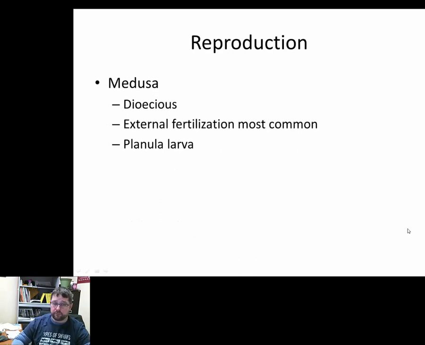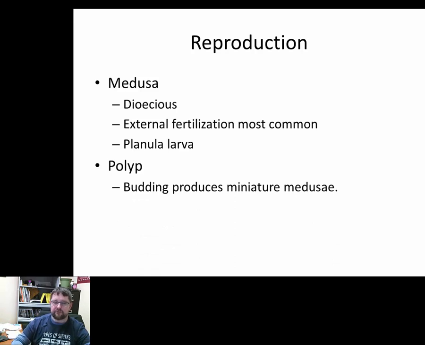Okay, so reproduction in the medusa phase, the free-swimming phase: they're dioecious, male and female. External fertilization is most common. There are a few that have internal fertilization. You have a planula larva, which is a free-swimming larva, which will become stationary during the polyp phase. In the polyp phase, mainly asexual reproduction through the process of budding off, and they bud off and produce a miniature medusa. But even some polyps are not going to produce that miniature medusa, they might just clone themselves.